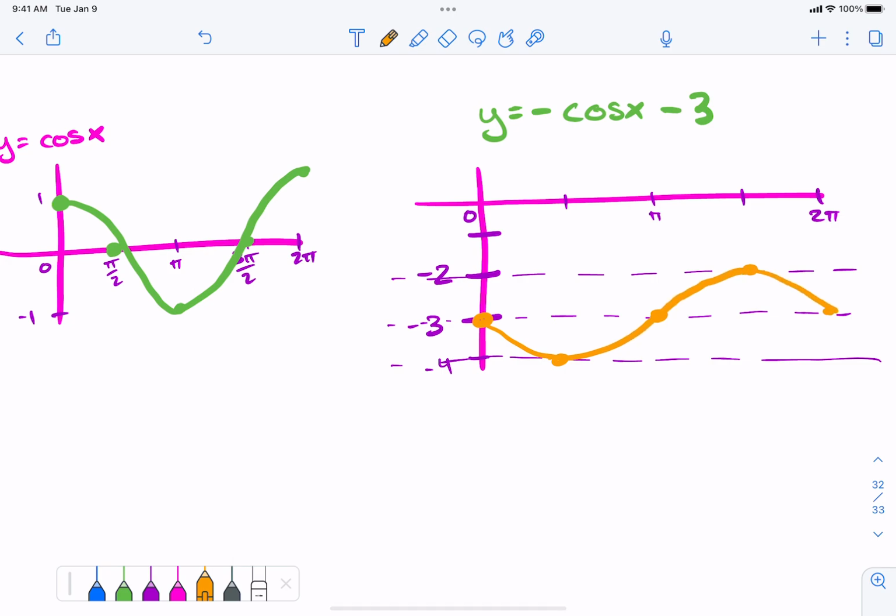Okay, anybody want to make them look at theirs? Jalen, you should actually look something like that. Down 3, and then the amplitude is 1, so you're going up 1.